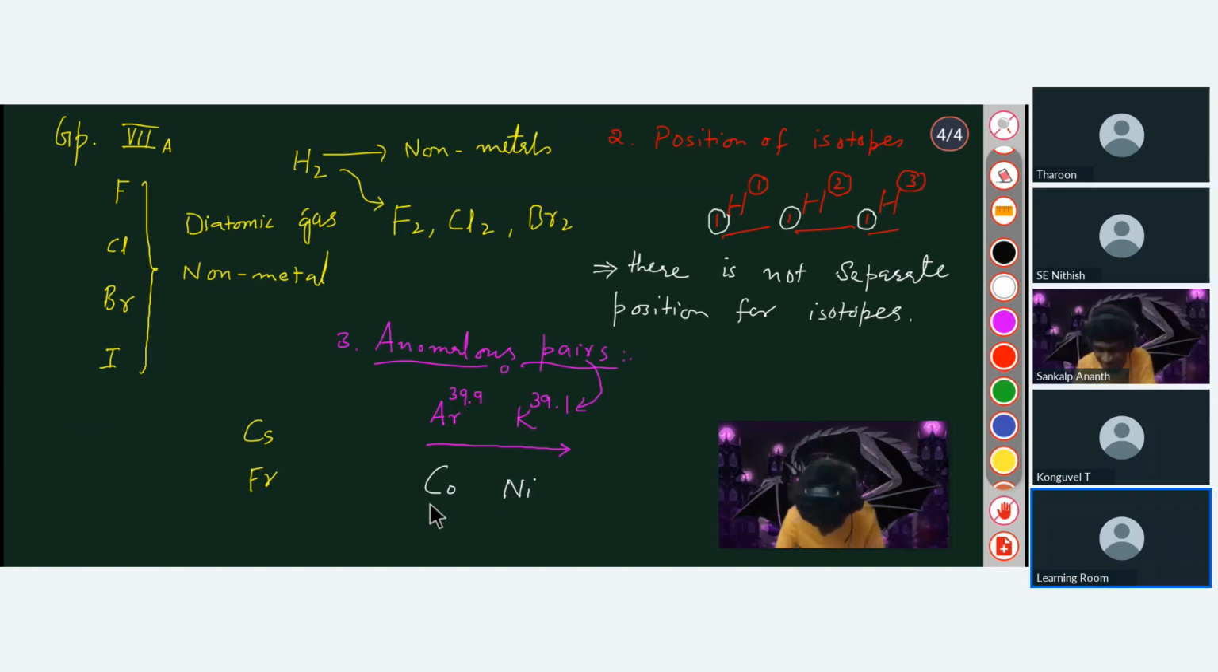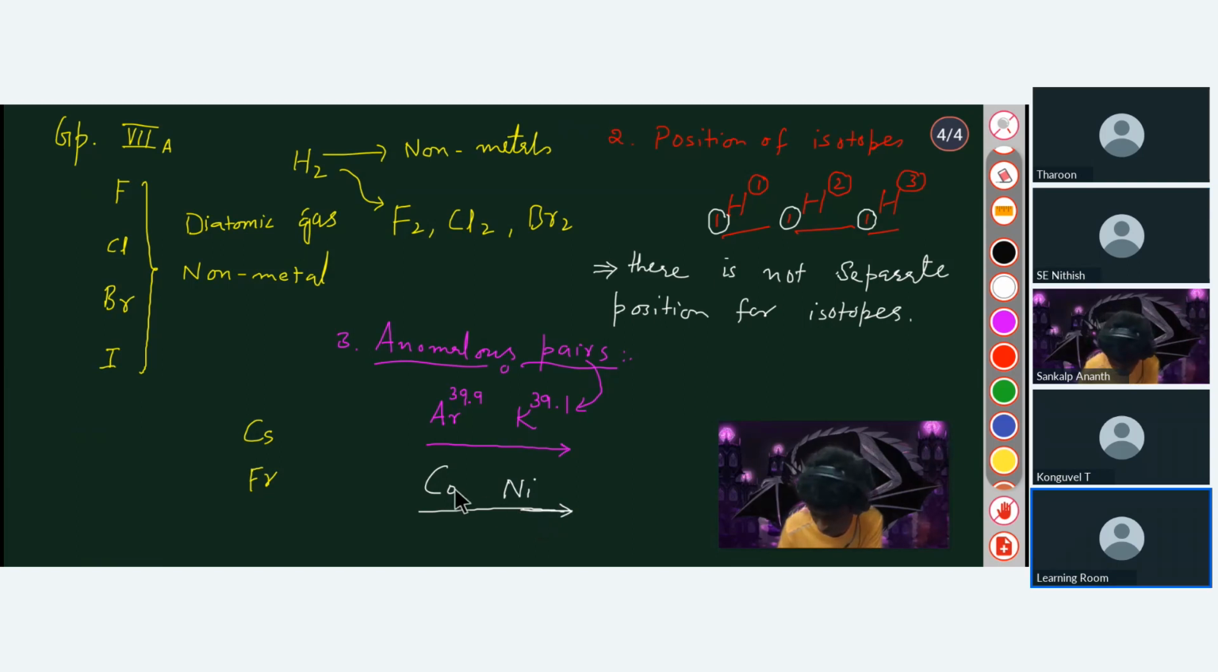Now, can you tell me about cobalt and nickel? They are in group 8, right? Yes, sir. According to Mendeleev, he placed cobalt first, then he placed nickel, isn't it? Yes, sir. Iron, cobalt, and nickel.